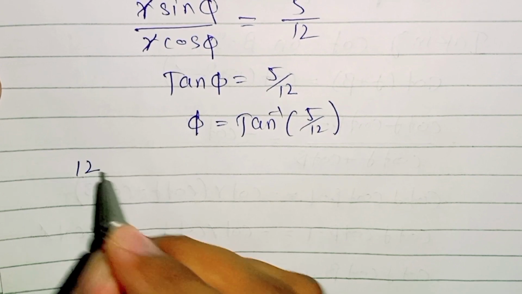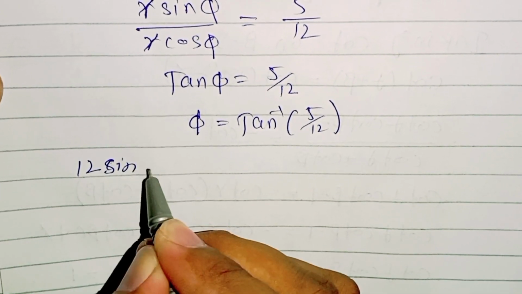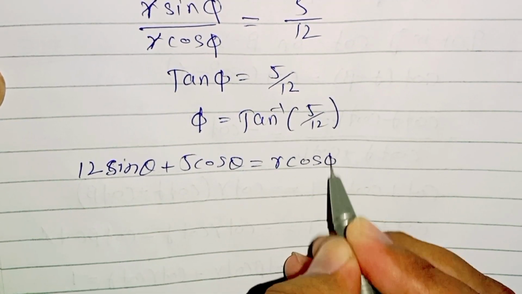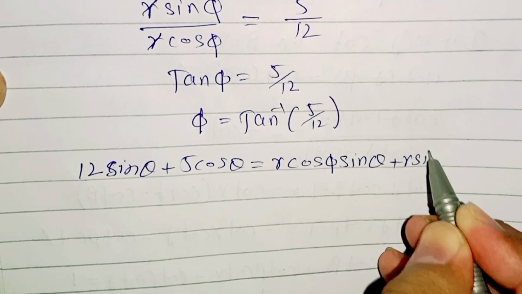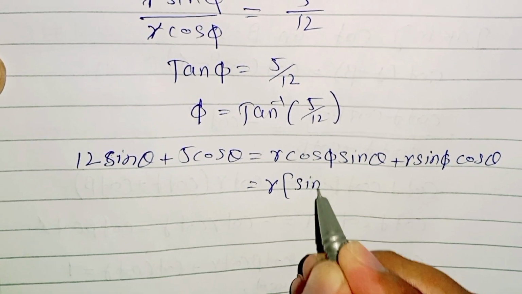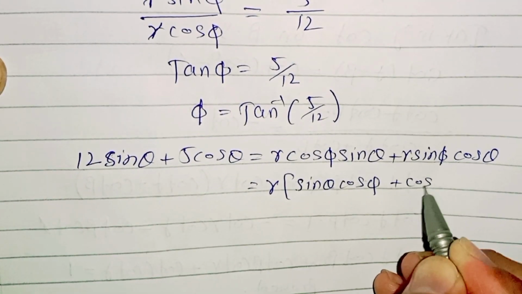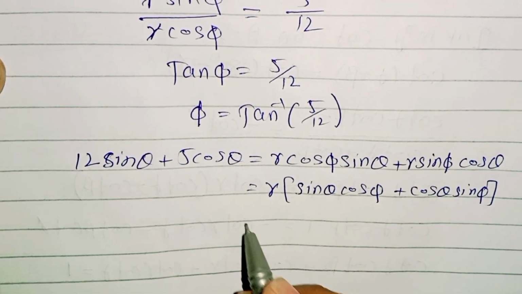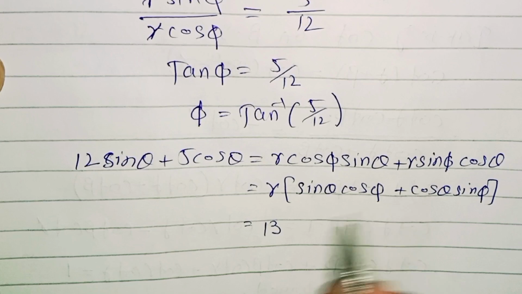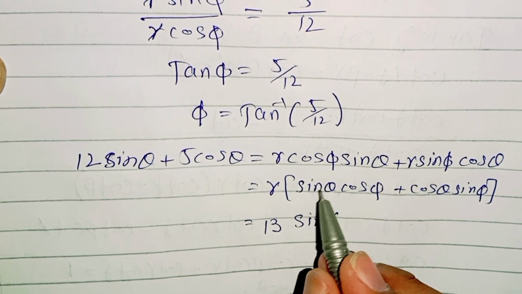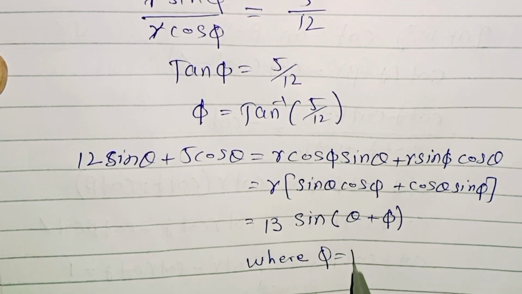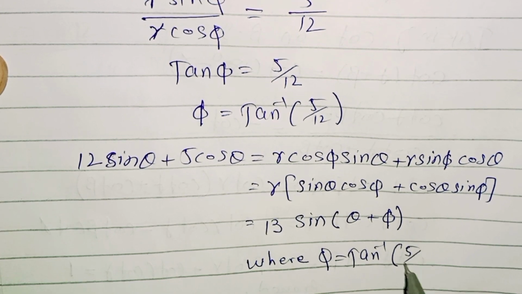Therefore, the given expression becomes 12 sin theta plus 5 cos theta equal to r cos phi sin theta plus r sin phi cos theta. Taking common r, we have sin theta cos phi plus cos theta sin phi. Putting the value of r 13, and we use the formula sin alpha cos beta plus cos alpha sin beta, we have sin of alpha plus beta. It will become sin of theta plus phi, where phi is equal to tan inverse 5 over 12.